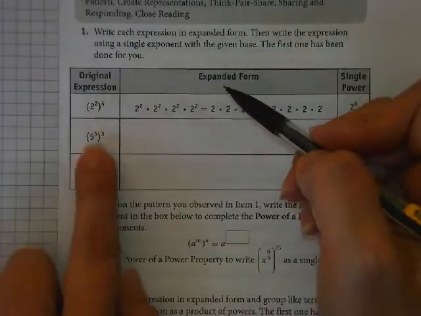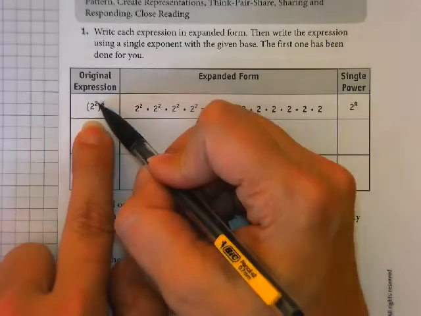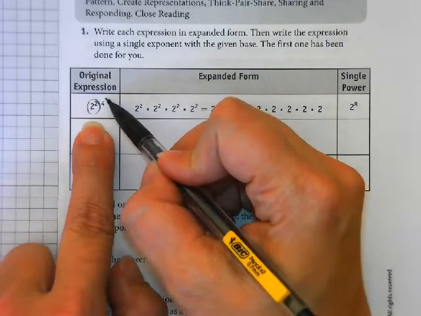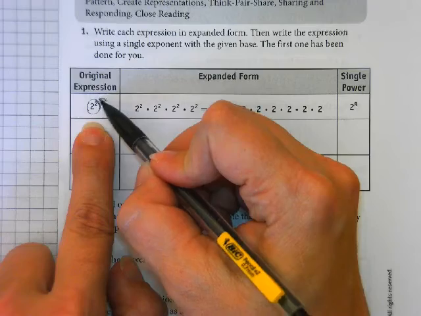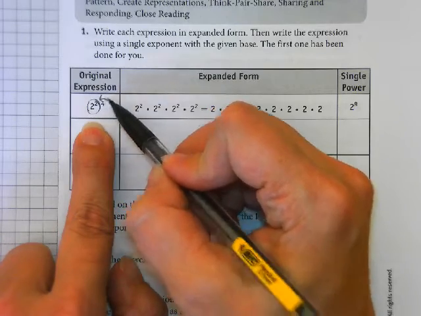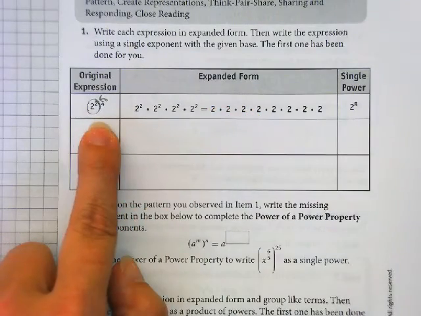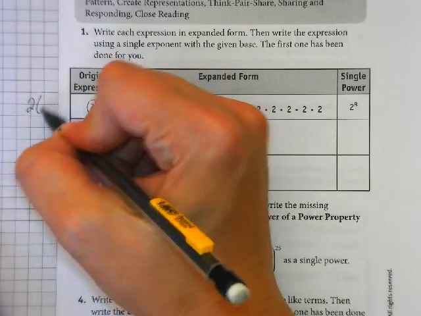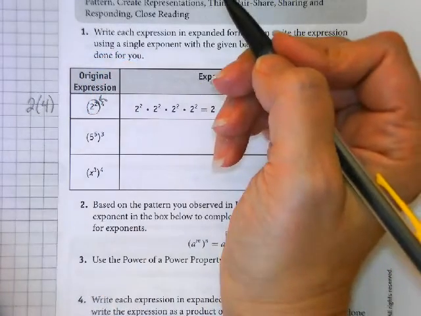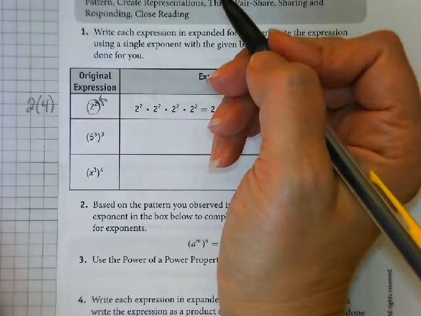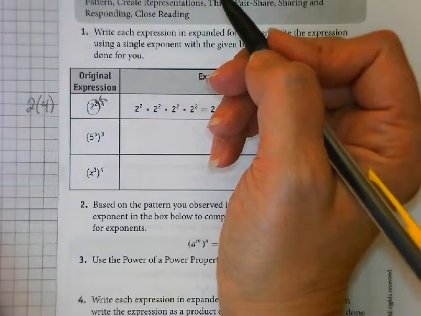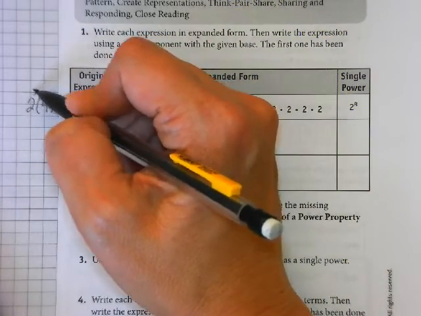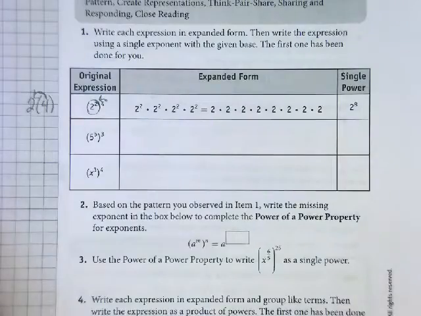What I want you to realize is that when we have something in parentheses, whatever is on the outside applies to the whole thing inside. So if I have 2 squared, all to the 4th, what does that make you think of? What property? What do we do when we have parentheses? We're going to multiply. It's like the distributive property, okay?